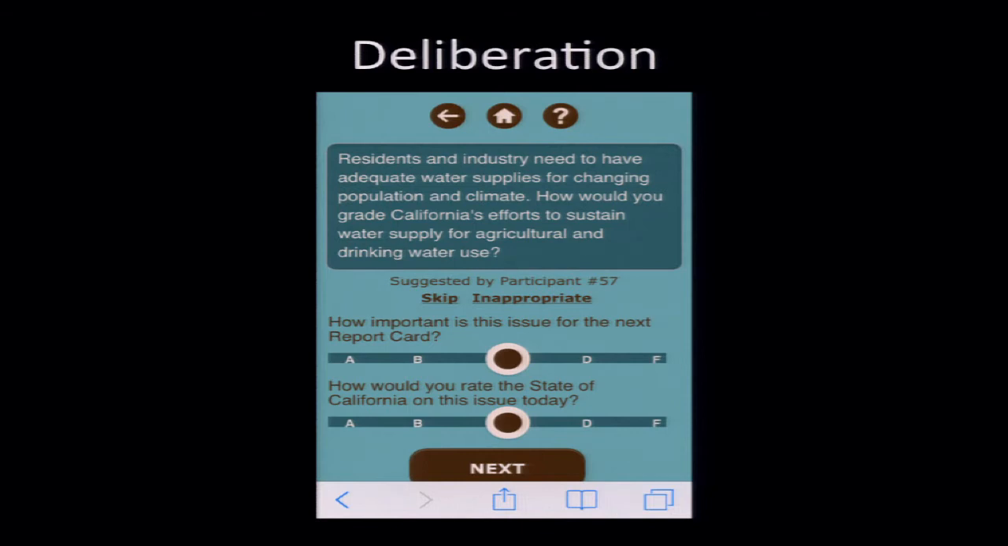This is how our interface looked. When people clicked on the metaphorical cafe table, on a mug on the table, they would pull up a question, they would pull up a suggestion for a future issue like that. And they would grade it on two axes. How important is this issue for the next report card? And how would you grade the state on this issue today? On the same slider that I presented before.